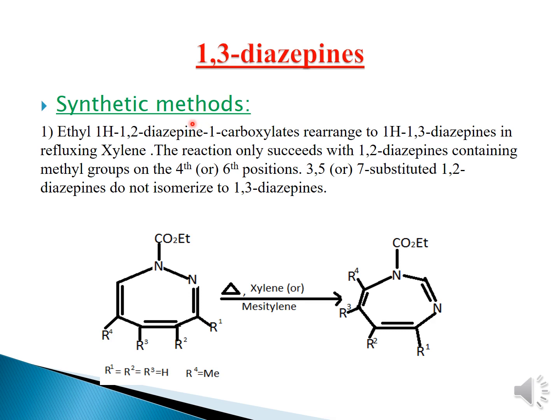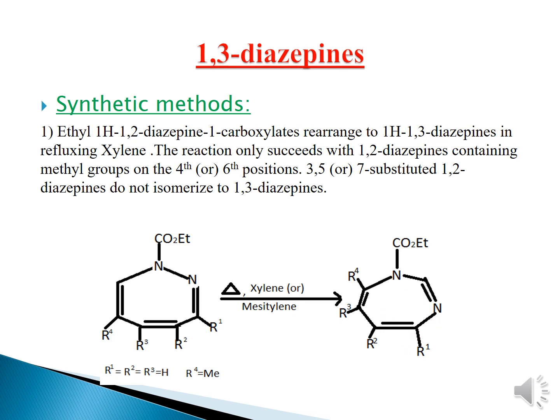So in the synthetic methods, you are taking one of this molecule, ethyl 1H-1,2 diazepine carboxylate. What happens here is that a rearrangement reaction will take place in the presence of xylene upon heating, or in the presence of a solvent such as mesitylene. It rearranges. This bond will shift and all the groups will rearrange to give back your 1,3 diazepine molecule.